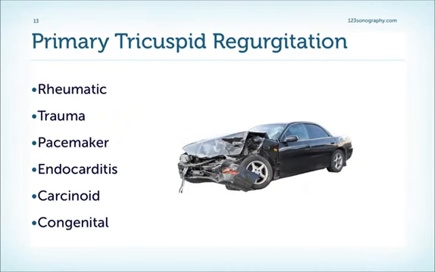Much less frequent will we see a structural problem of the tricuspid valve as a cause for tricuspid regurgitation. Which causes are there? Rheumatic heart disease, trauma, pacemakers, endocarditis, carcinoid heart disease, and congenital heart disease. Here are some examples.